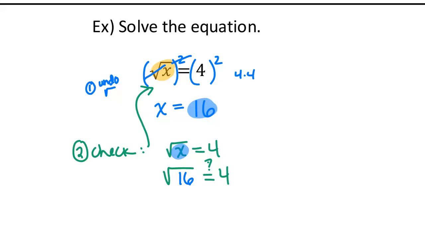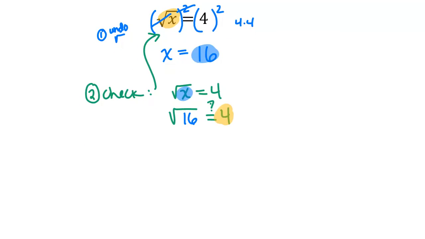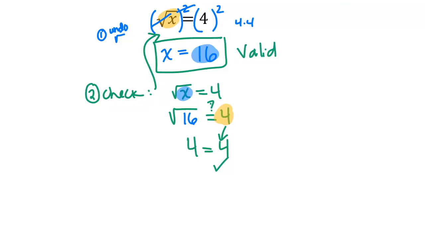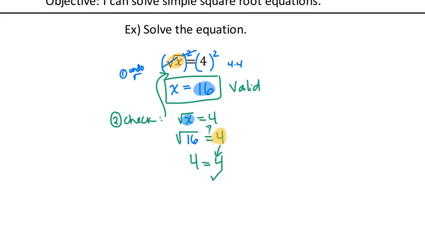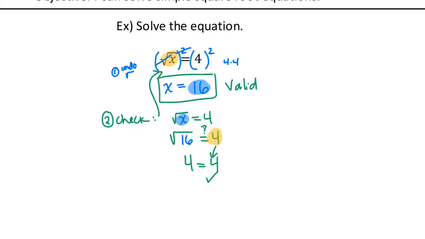But when you guys check it, you do not move anything to the other side. This 4, you leave it by itself. You just check, what is the square root of 16? 4. And did 4 equal the right side? Does 4 equal 4? Yes. That means that this x equals 16 is a valid solution. So x equals 16 is my final solution. It's not always going to be valid, so you always have to go back and check it. Okay? And then we're done with that example.